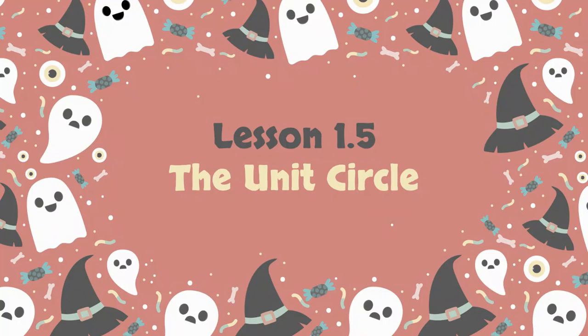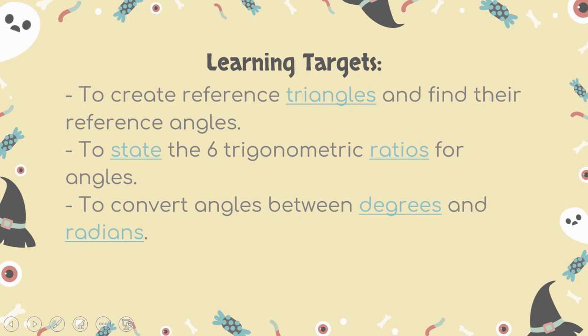Okay, let's talk about the unit circle. We've seen this before, but I wanted to go over a few things and get us started with the unit circle here. So today we're going to be creating some reference triangles. We're going to find the reference angles. We're going to state the 6 trig ratios for each of those angles, and then we are going to be converting between degrees and radians.